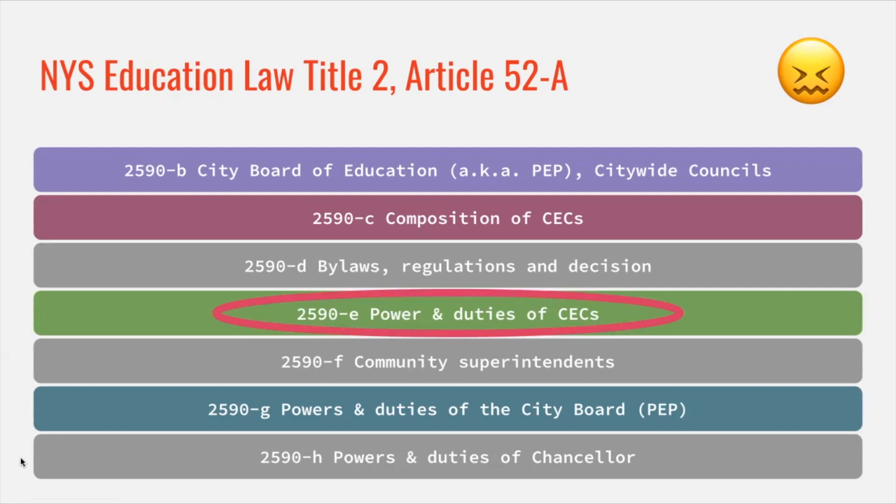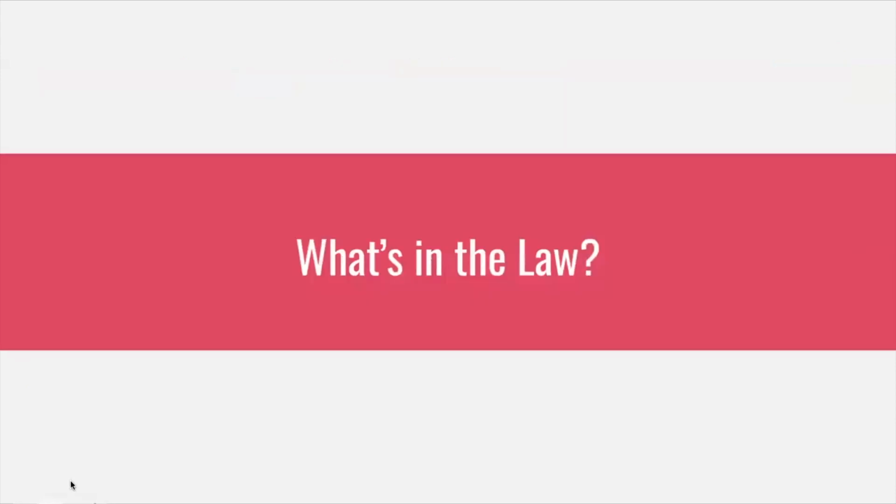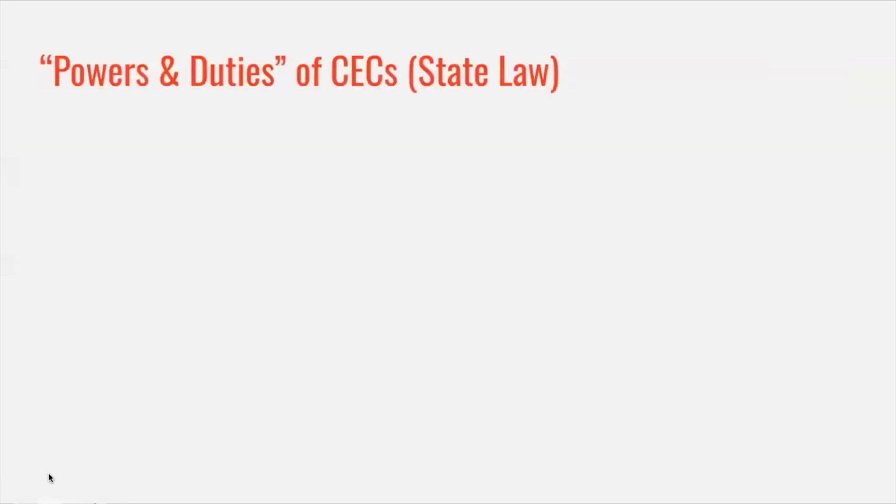Community Education Councils. We'll also be briefly talking about the powers and duties of citywide councils, which actually are covered under the section on the City Board of Education, also known as the Panel for Educational Policy. We are not quite sure why the citywide councils are put under that section and not their own sections, but that's how the law is written. So what is actually in the law? I'm going to be briefly summarizing what is in the law, particularly 2590E, the powers and duties of the CECs.